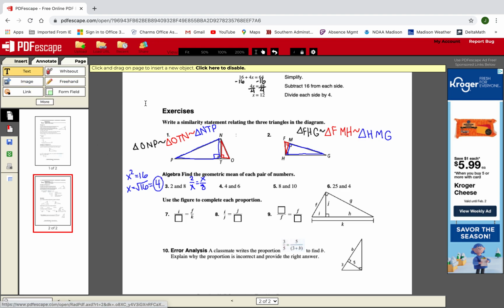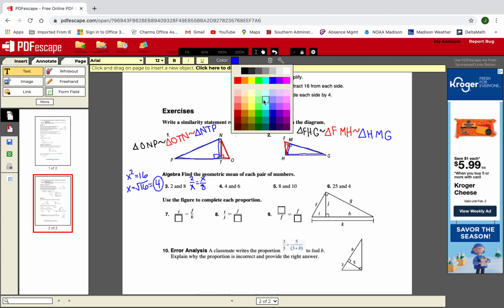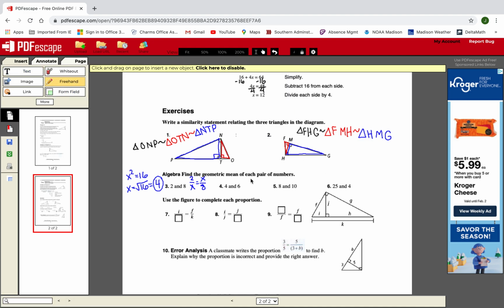All right, switching colors again, make sure we don't get everything mixed up here. Okay, so for 4 and 6, again, if we were going to set this up, we would say 4 over x equals x over 6. Okay, so when we work this one out, we would have x squared equals 6 times 4, which is 24, which means x is the square root of 24. We do need to reduce that, though, reduce that radical.